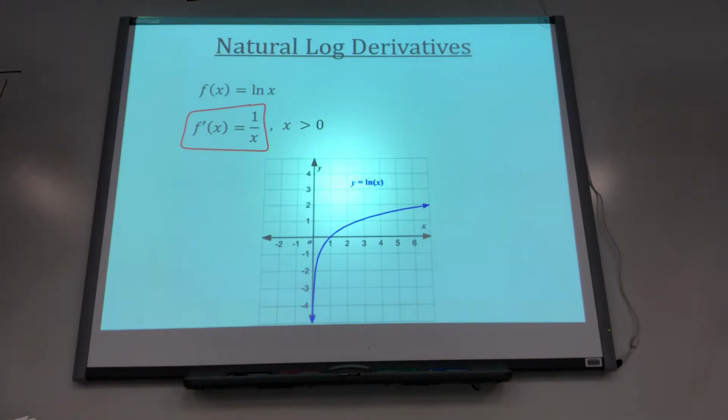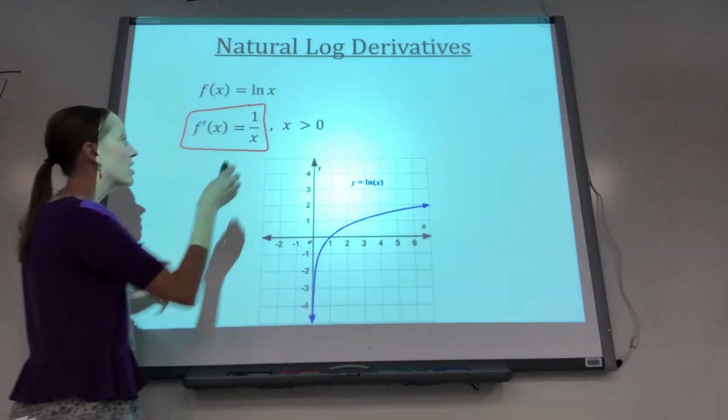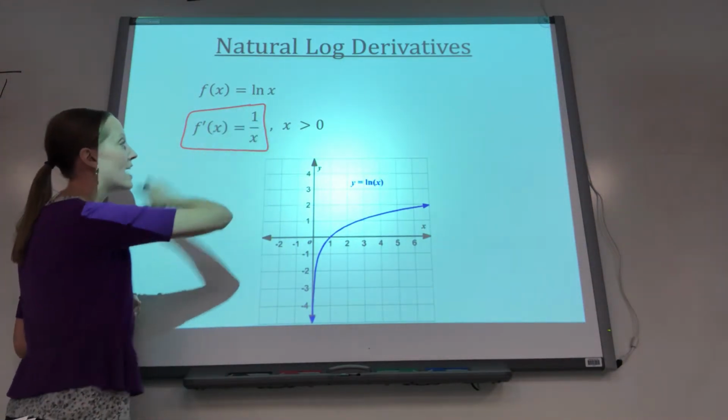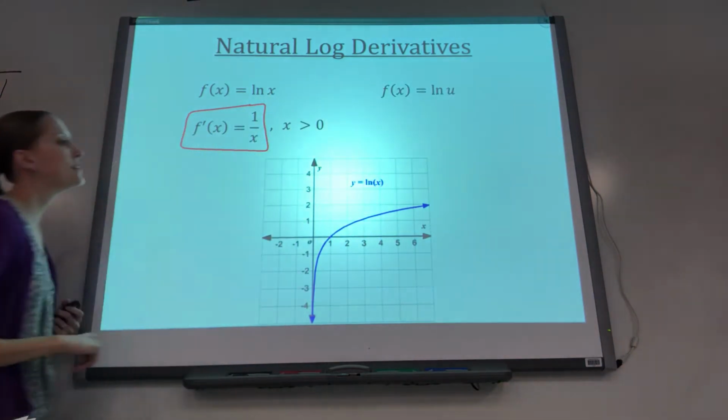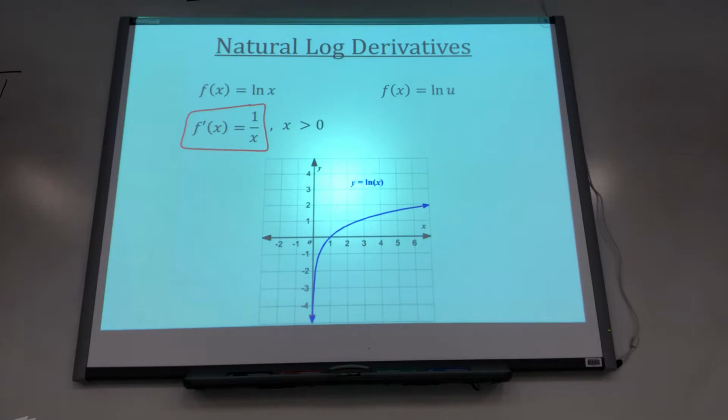But that is just kind of a technicality there that we always have to say about the natural log function. Now, what if it's not just x? What if it's natural log of something other than x? So again, the u here is a function of x.